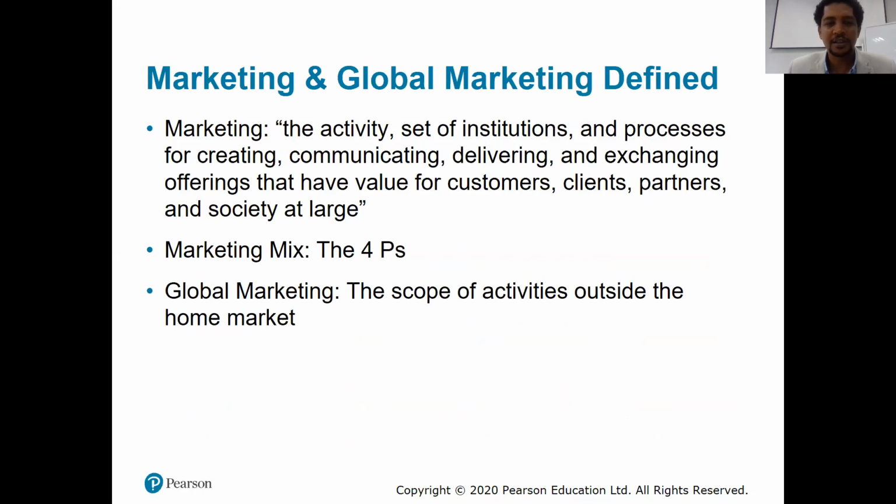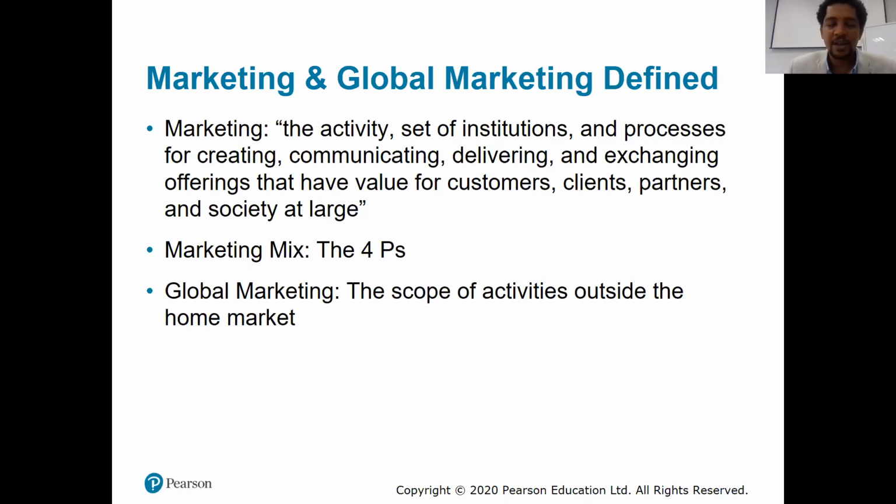Okay, and I think it is simple, right? When we say marketing, we mean domestic or single country marketing. Okay, or we mean regular marketing. Regular marketing is single country marketing. But specifically, when we say global marketing, we mean marketing which has a scope outside the home market. Okay?